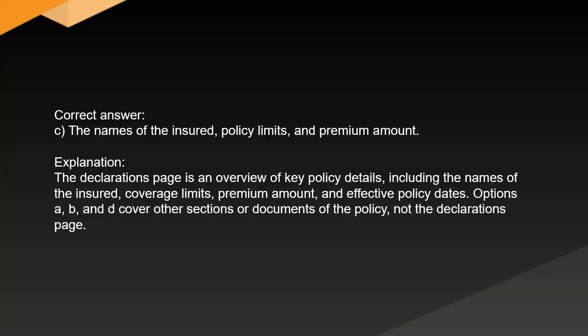Correct answer. C. The names of the insured, policy limits, and premium amount. Explanation. The declarations page is an overview of key policy details, including the names of the insured, coverage limits, premium amount, and effective policy dates. Options A, B, and D cover other sections or documents of the policy, not the declarations page.